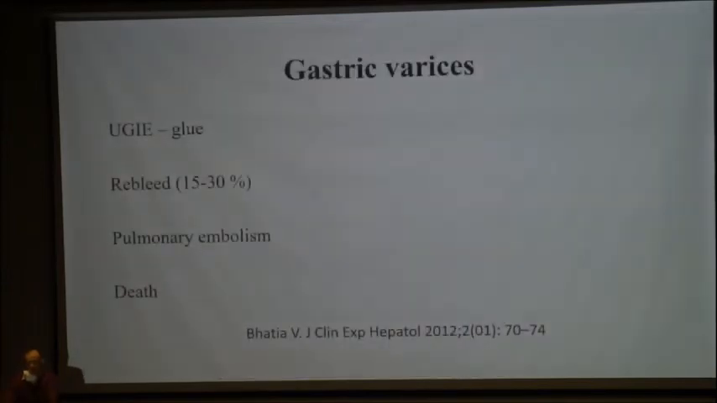As far as gastric varices are concerned, upper GI endoscopy with cyanoacrylate glue therapy, either octyl or butyl, is still considered the standard of endotherapy care, and it is successful in nearly 90 to 95% of patients. However, the issue is rebleeding, which is seen in nearly 15 to 30% of patients, and it is also not free from side effects. The most dreaded complication is pulmonary embolism, or, if a patent foramen ovale or ASD is present, systemic embolism. Deaths have also been reported despite successful endotherapy.